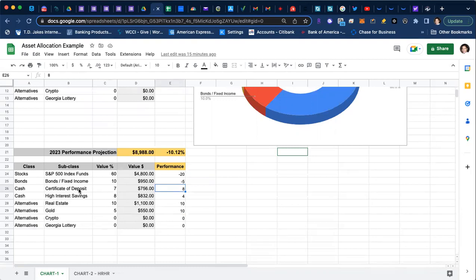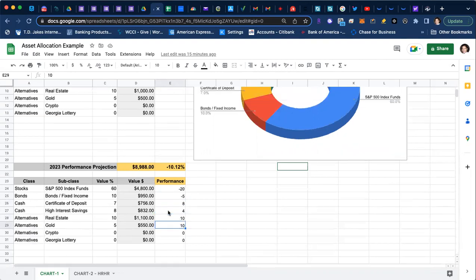So let's say the certificate of deposit returned an 8% gain, high interest rate savings, a 4% gain. And then in this alternative section, let's say I had gains as well. My real estate investments were up 10%, and my gold investment was up 10% as well. So the result of this overall would be a 2023 performance of minus 10%.